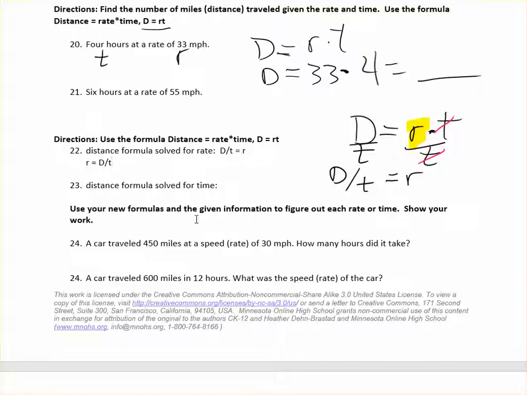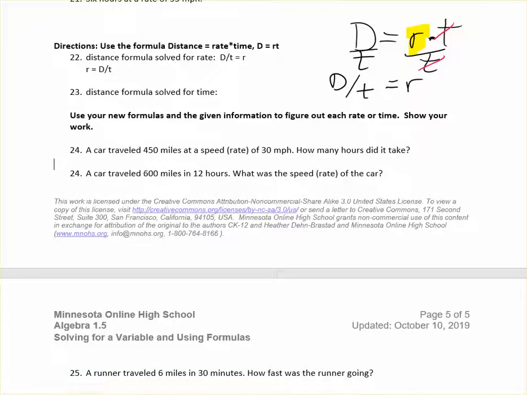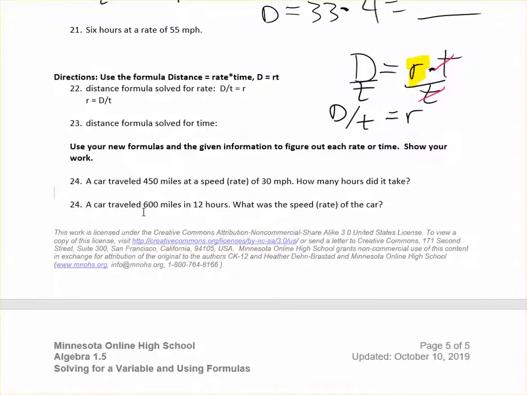And then in these problems, you're going to use your new formulas that you write for 22 and 23. Let's do 24 because it's on the same page, so it's a little easier to look at. All right, so on 22 it says a car traveled 600 miles in 12 hours. What was the speed or rate of the car? So we're looking for r, and that's what we just solved for in 22.